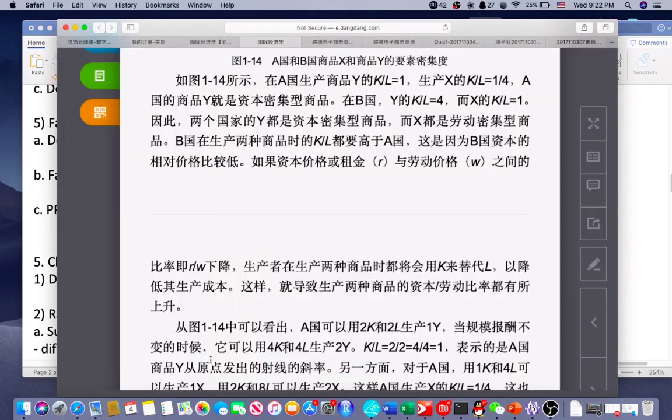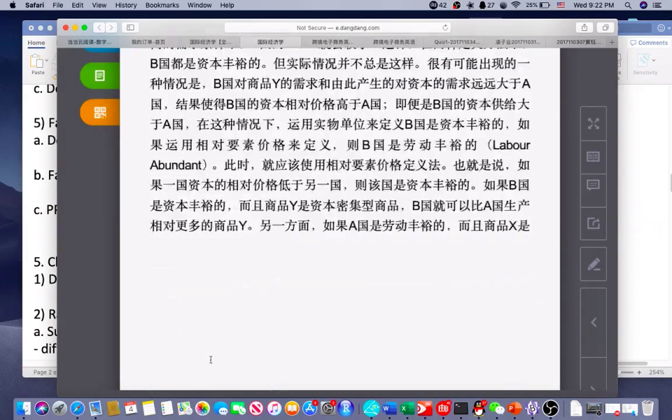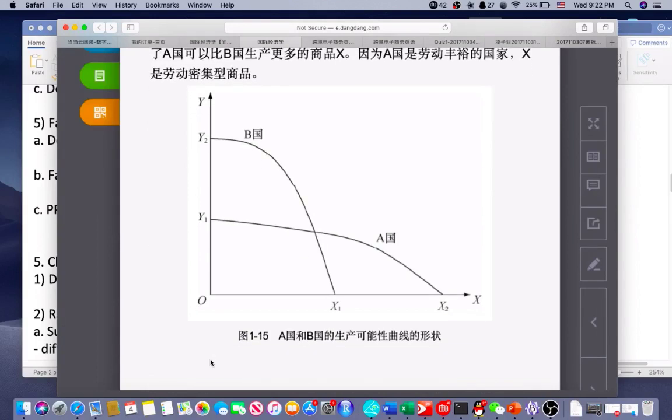The figure 1.15 shows us this type of relationship. The Y is a capital intensive product, X is a labor intensive product, while the country A is capable of producing more X than country B. X is labor intensive. In this way, country A is a labor abundant country, and country B is capital abundant.